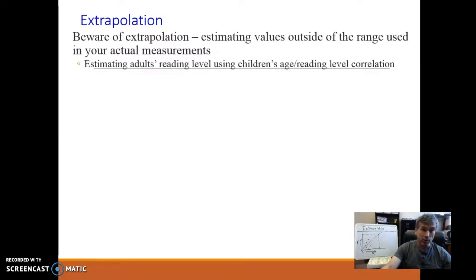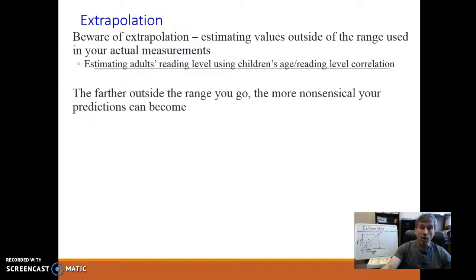We had an example of extrapolation at the end of the last video when we calculated the relationship between age and reading level, but used children between 3 and 7, and then we started plugging in old dudes like me and my dad. Those estimates are not likely to be accurate. In fact, they're likely to be very inaccurate. The farther outside the range of scores you're actually working with that your predictions go, the more nonsensical they can become.